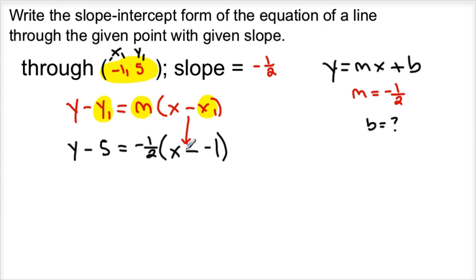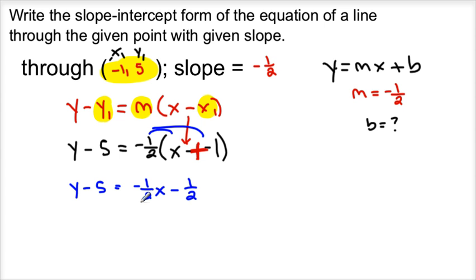So let's simplify this now. X minus negative 1 is the same thing as saying x plus 1, right? Two negatives make a positive. Definitely make that move. Some of you weren't doing that when we were solving for the missing coordinate. It makes life easier. Okay, so same step as before. I'm going to distribute in. So y minus 5 equals negative 1/2 times x is negative 1/2 x. Negative 1/2 times positive 1 is just negative 1/2.